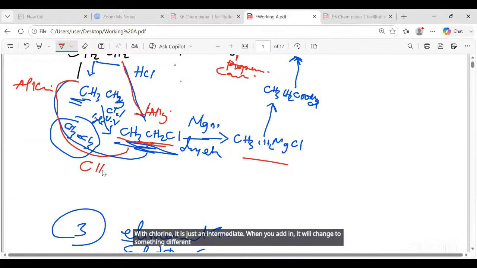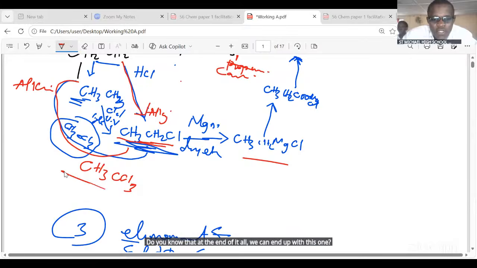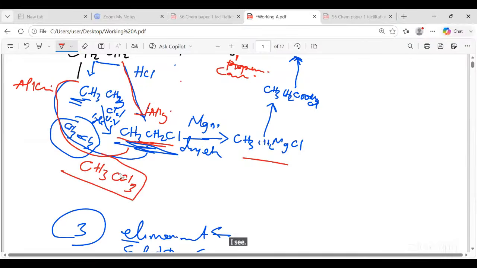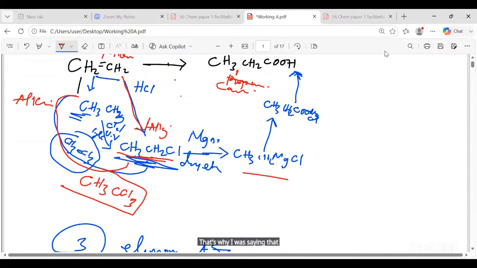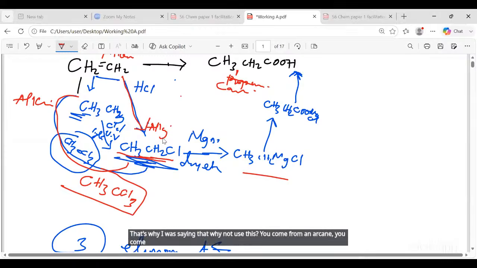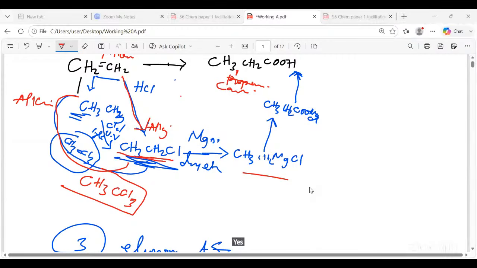Do you know that at the end of it all, we can end up with this one? Are you seeing that? So that's why we normally encourage people not to use that direction. That's why I was saying, why not use this? You come from an alkene, you come direct to an alkyl halide. Are we there? Yes. Okay, thank you.